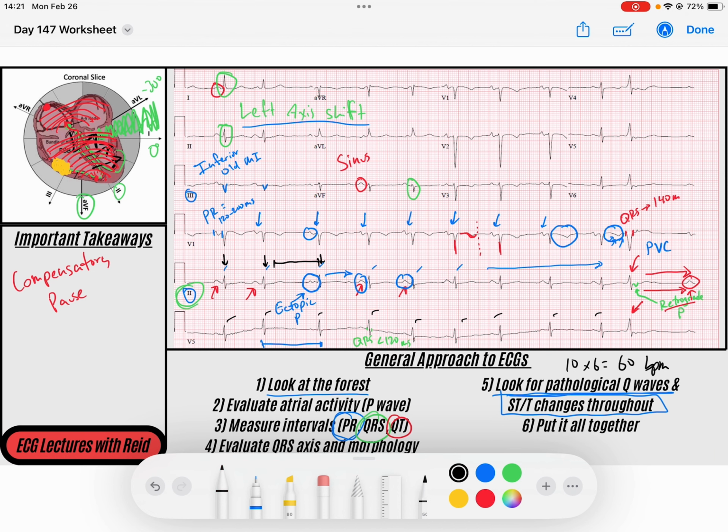And so what do we need to do to put this all together? What do we have? A sinus rhythm with a rate of maybe on average 60 beats per minute. We've got left axis shift that might be explained by potentially a pathological Q wave in lead 3. We've also got potentially an ectopic P wave and a premature ventricular contraction with actual evidence of retrograde P wave and a compensatory pause.